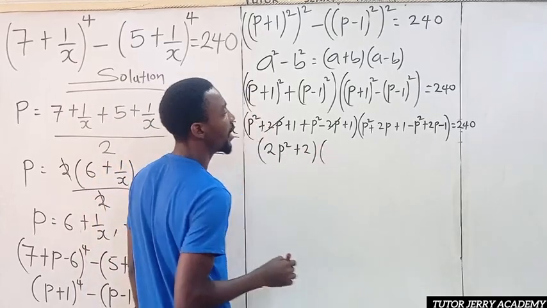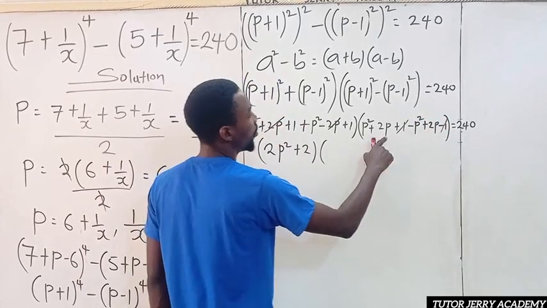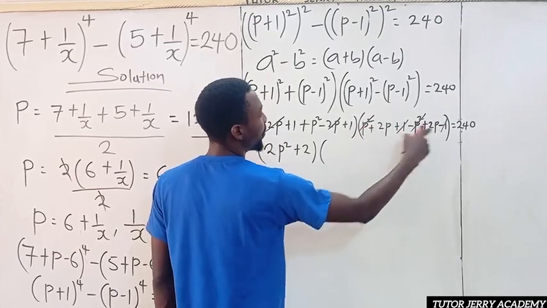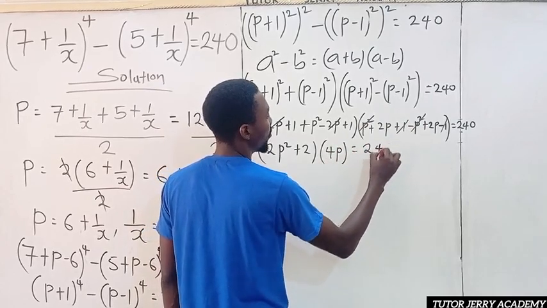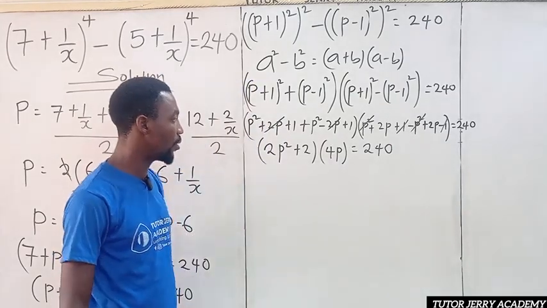Alright. We look at this one. 1 here will go away with this 1. And 2p plus 2p. Okay, and a p square will go with what? p square. 2p plus 2p is what? 4p. So everything here will be equals to what? 240. Alright. Now, the next thing we are going to do is this.